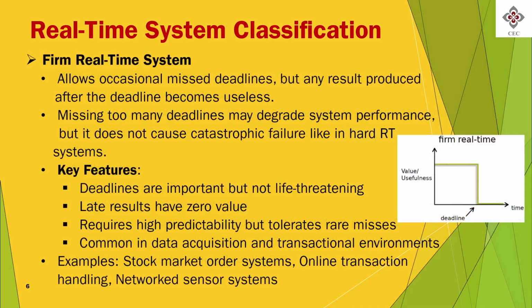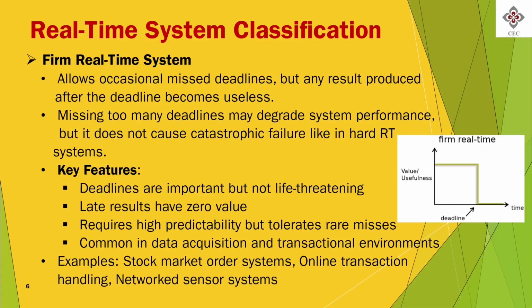Another one is the firm real time system, which allows occasional missed deadlines. As I said, we can miss some deadlines occasionally, but any result produced after the deadline becomes useless. So, it allows missing deadlines, but after the deadline the results may not be useful, but overall the system may be useful. That is what a firm real time system is.